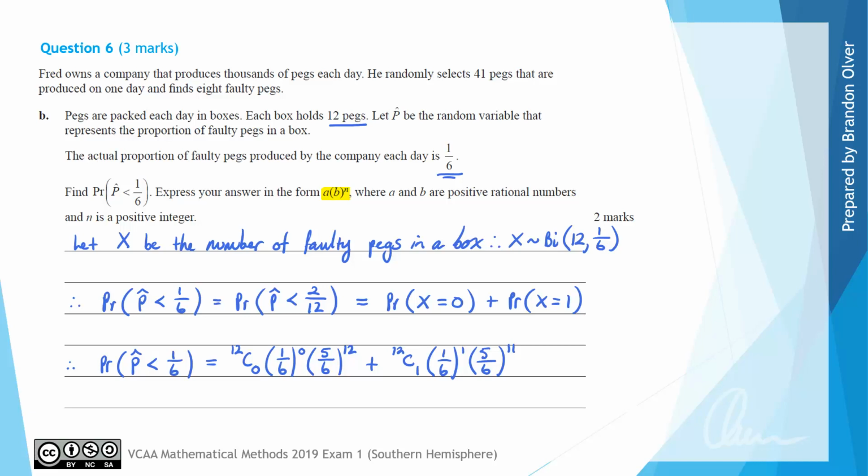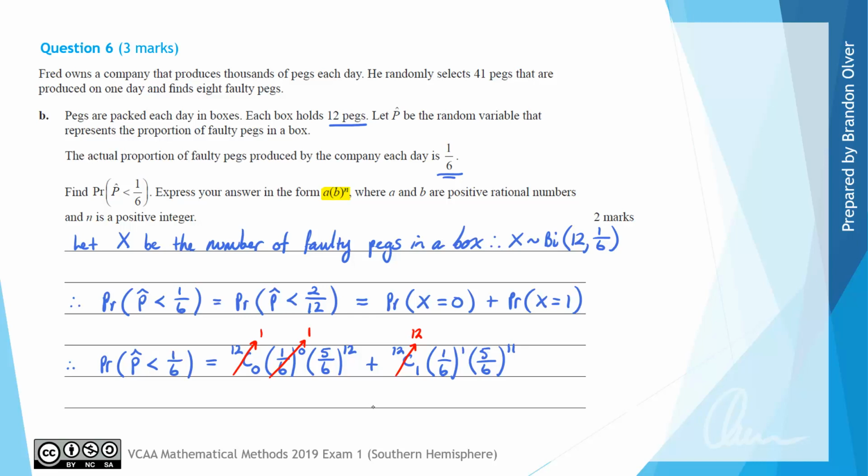Now to get this question in the required format, we'll need to simplify this down, but we'll need to be a little bit clever about how we do it. The first thing I'm going to identify is 12 choose 0. There's one way of doing that. And 1/6 to the power of 0, well, anything to the power of 0 is simply 1. So for that first term, we're just left with 5/6 to the power of 12. For the second one, 12 choose 1, we know that there's 12 ways that can happen, and 1/6 to the power of 1 is just 1/6, and then we still have multiplied by 5/6 to the power of 11.